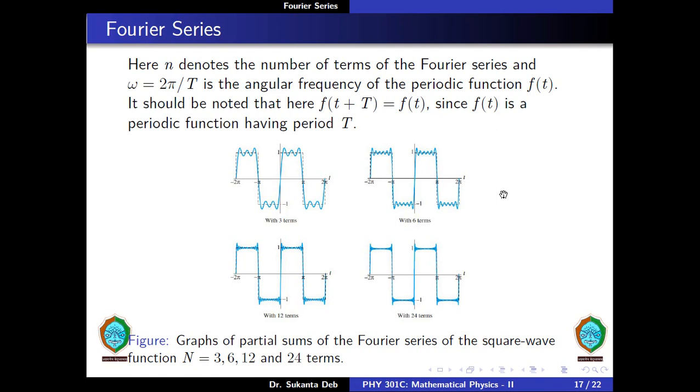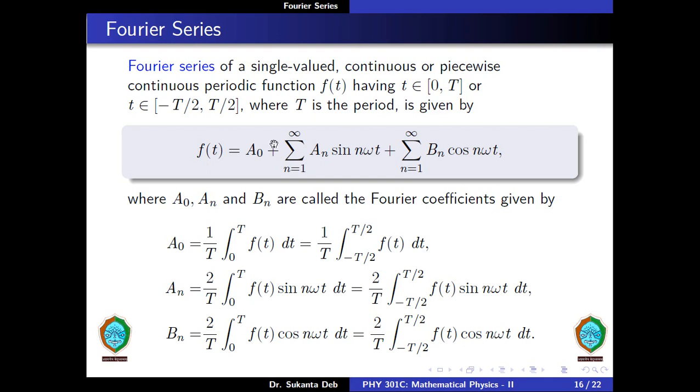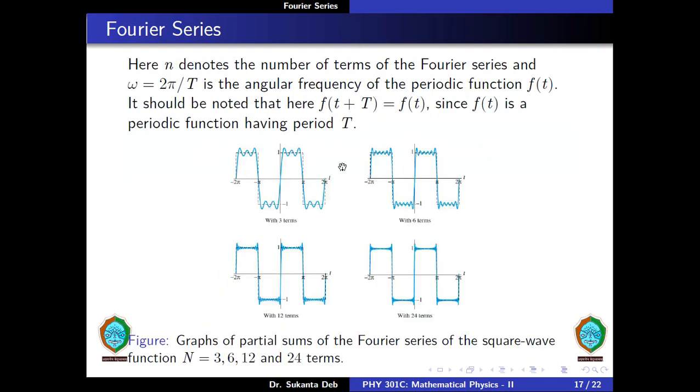So here are the graphs of partial sums of the Fourier series of the square wave function with a number of terms. Here I should write small n, because I have used a small n, so number of terms n is equal to 3. So if I put n is equal to 3 in my expressions, then this function can be approximated as follows.